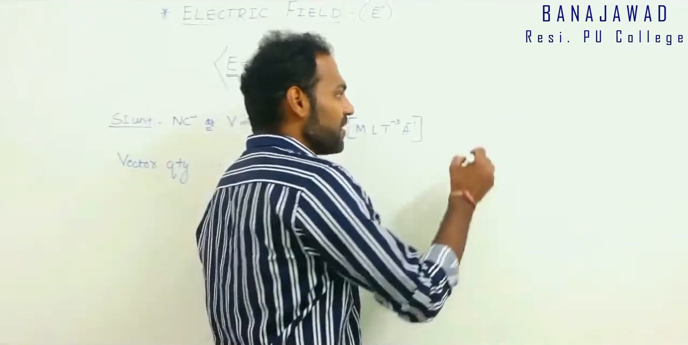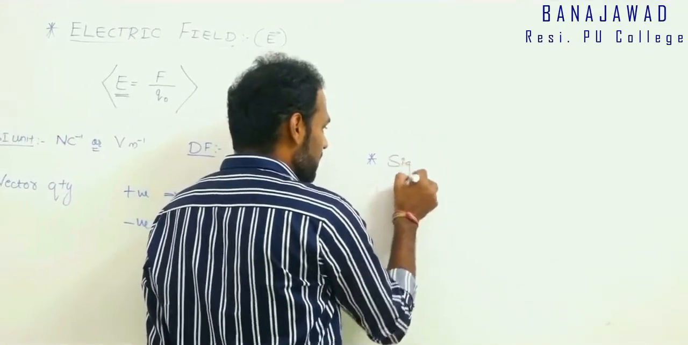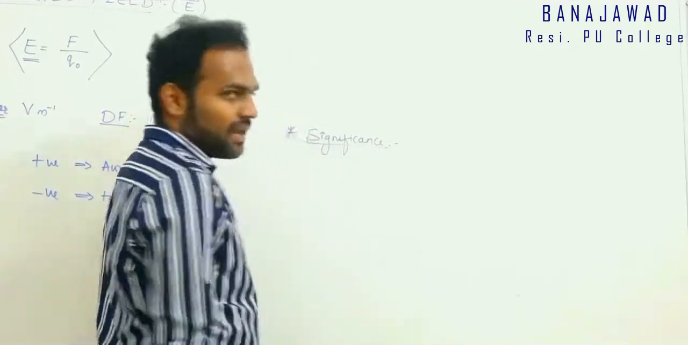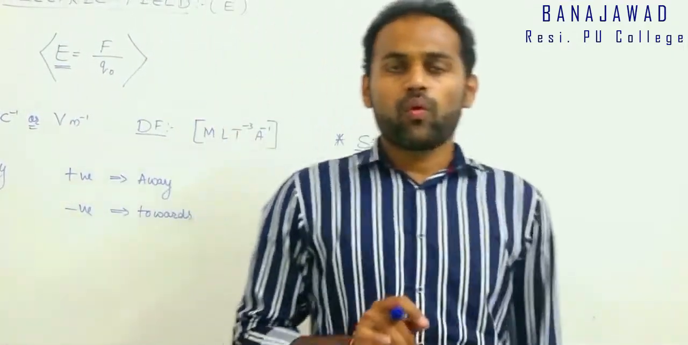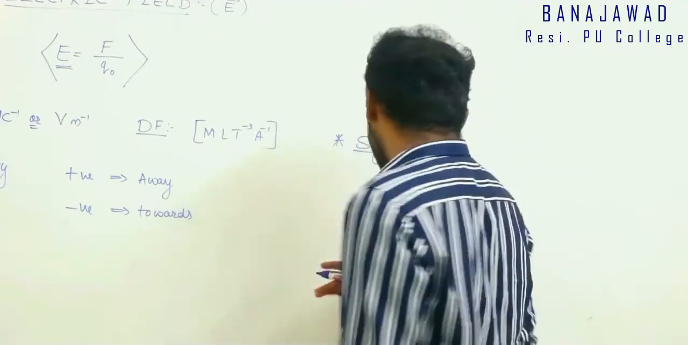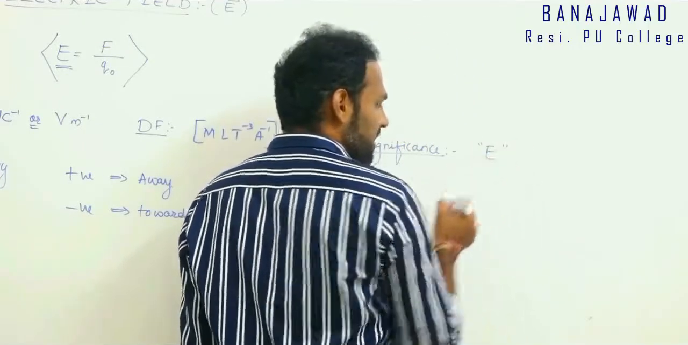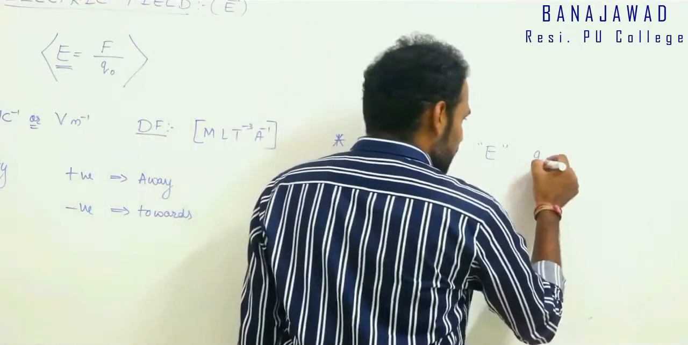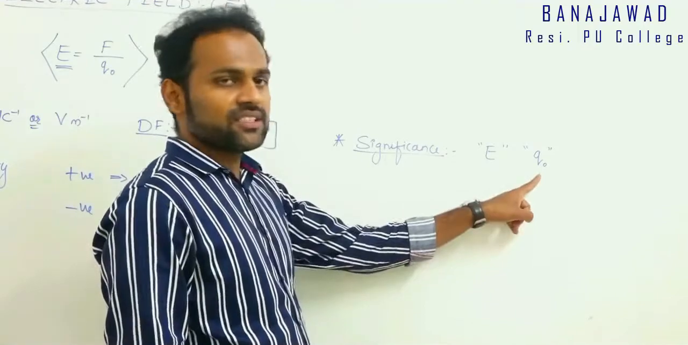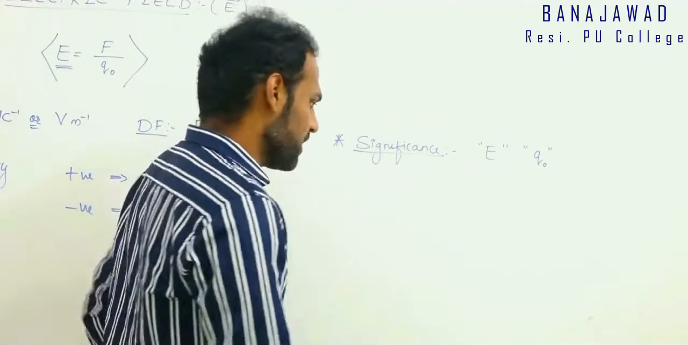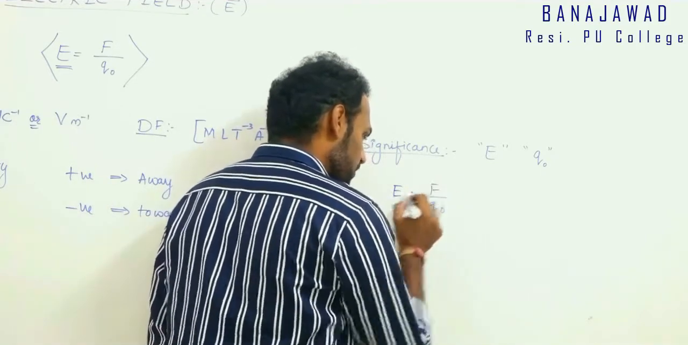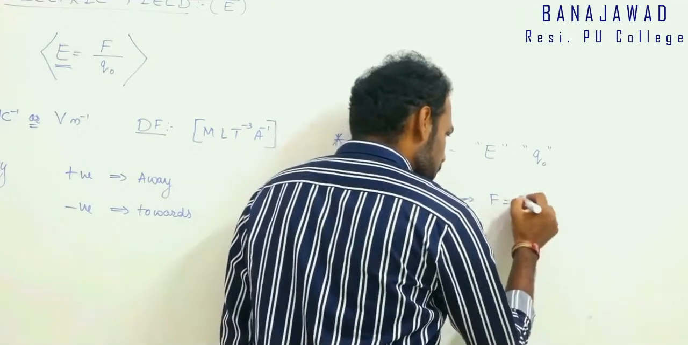Next, significance of electric field. What is the significance of electric field? See, significance of electric field means at a point, if you want to know the force experienced by a test charge placed at that point, then if we know the electric field at that point, and whichever charge you are placing there, let me take it as Q0, then we can calculate the force experienced by this charge at that point. That is the significance. We know that E is equal to F by Q0. Then if we want to calculate the force, force will be equal to E into Q0.